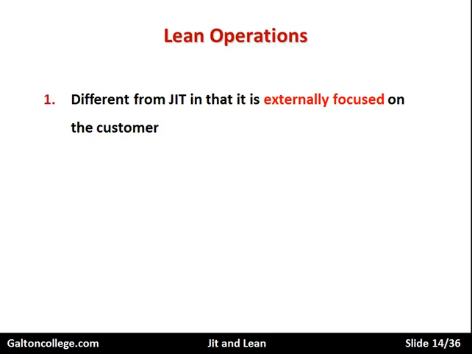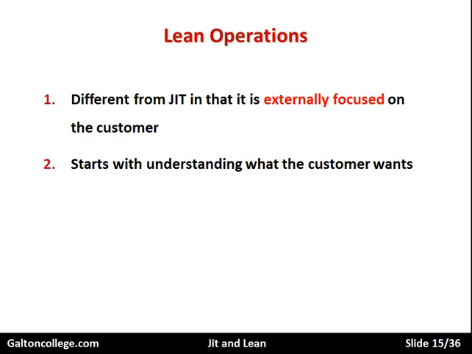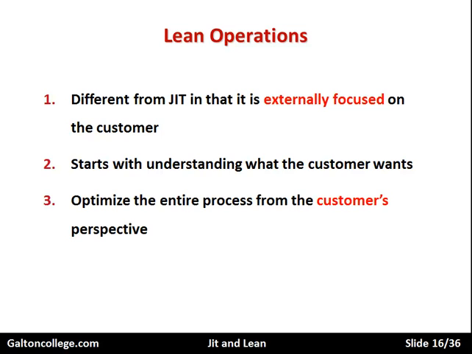Lean has got an external focus. Lean is looking at the customer. It starts with understanding what the customer wants. So this whole process of lean operations is looking at customer requirements. What do the customers want? And then optimize the entire process from the customer's perspective. That means looking at what the customers want, looking at the production system in place, and trying to optimize the whole process so the customer gets the product that they want, the quality they want, in the time scale that they want.